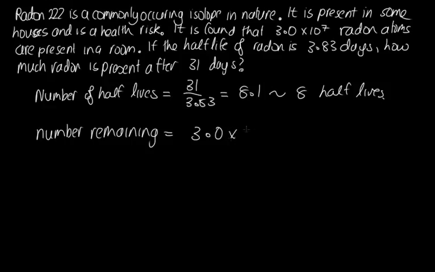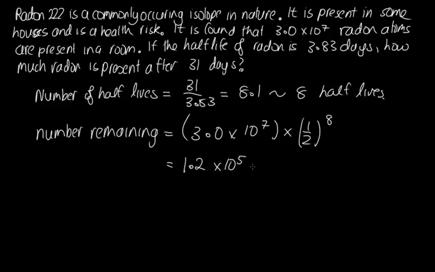is the initial number, 3.0 times 10^7. Now if it was one half-life, if we had 3.83 days passed, then we'd times it by a half. But as we've got 8 half-lives, we need to raise this factor of a half to the power of 8. So solving this on the calculator, we end up with approximately 1.2 times 10^5 radon atoms remaining.